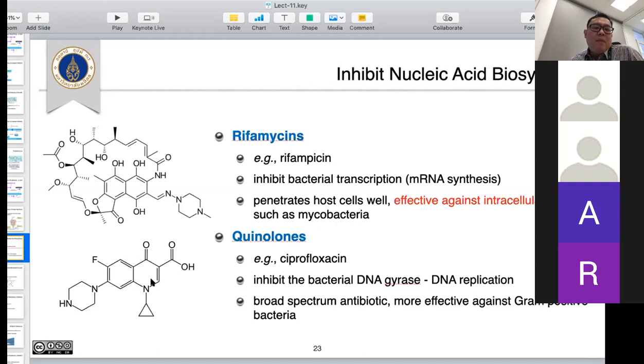Quinolone, still remember, two 6-member rings with fluorine. For example, ciprofloxacin inhibits DNA gyrase. That means it inhibits DNA replication. DNA gyrase in bacteria and in eukaryotes are different, okay?